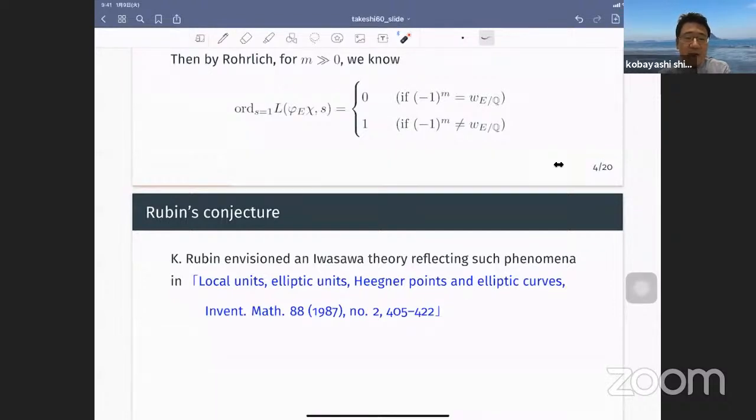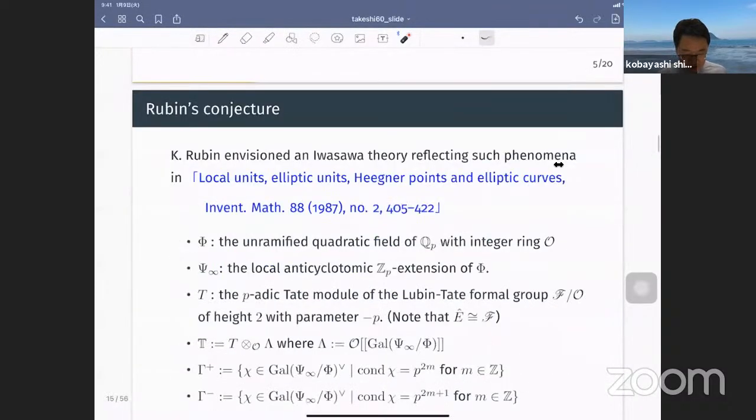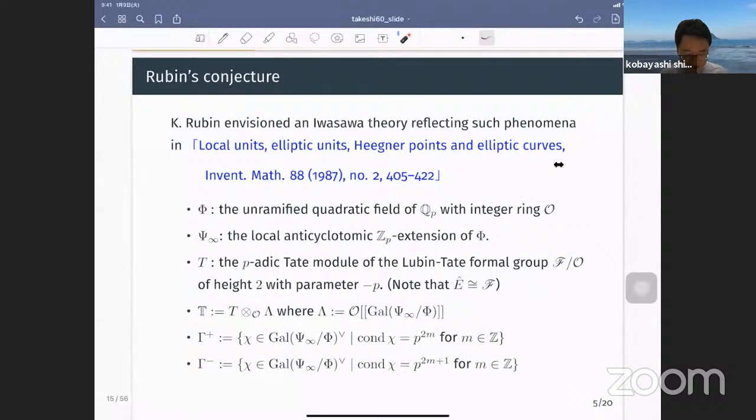And unfortunately, in the Saito seminar, I could not give a proof of his conjecture. But now, together with Burungale and Kobayashi, I could solve his conjecture. And it is my great pleasure to explain it in this conference. Okay, so Rubin's conjecture is local. So I start by setting up the local setting again.